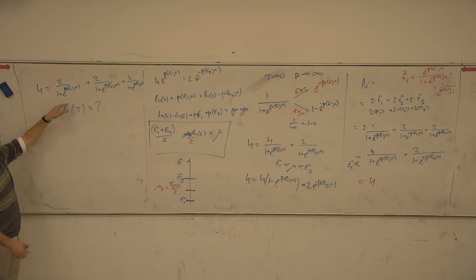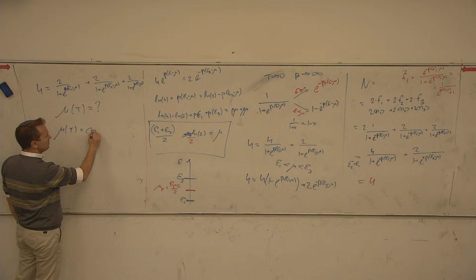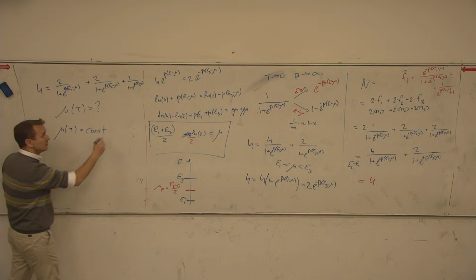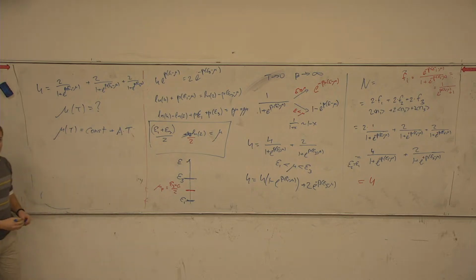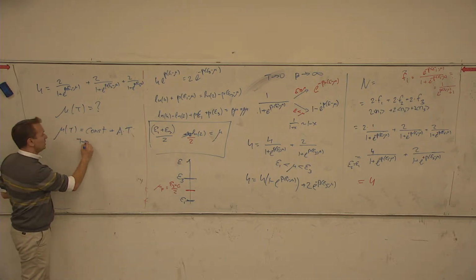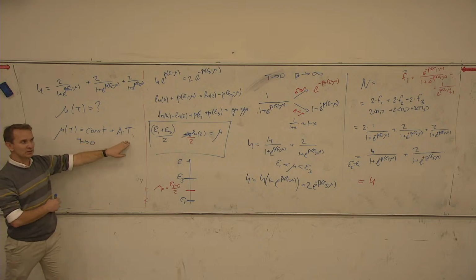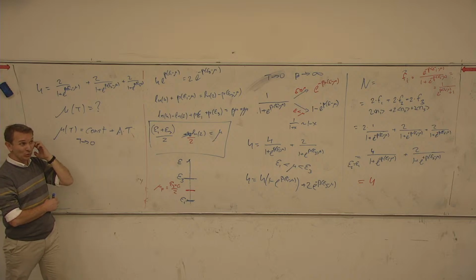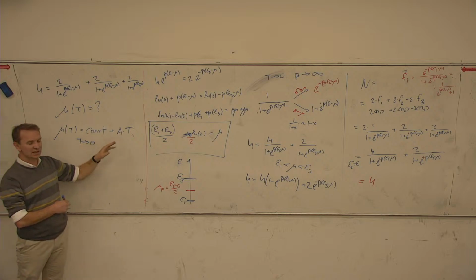What I can assure you is that mu of T is going to be some constant number plus a multiplied by T. So for T going to 0, this is always going to be the case. It's a constant plus a linear dependence on the temperature. This can always be shown, but what exactly is this constant and what exactly is this a, it's already a different question.